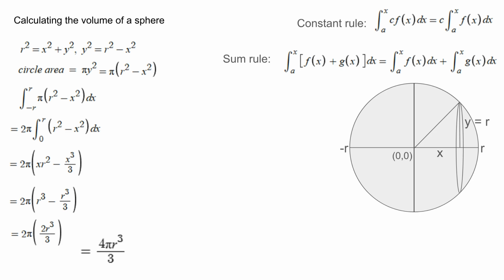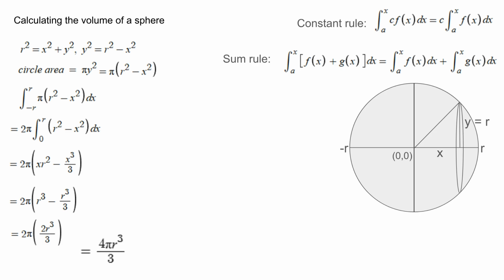Firstly, we need to look at the equation for a circle on a graph, which states that r squared equals x squared plus y squared. We can rearrange this to get y squared equals r squared, take away x squared. So we are basically going to treat y as if it were r, or the radius of the inner circle cross-section, which means that the circle area would be equal to pi y squared, which equals pi times r squared take away x squared.